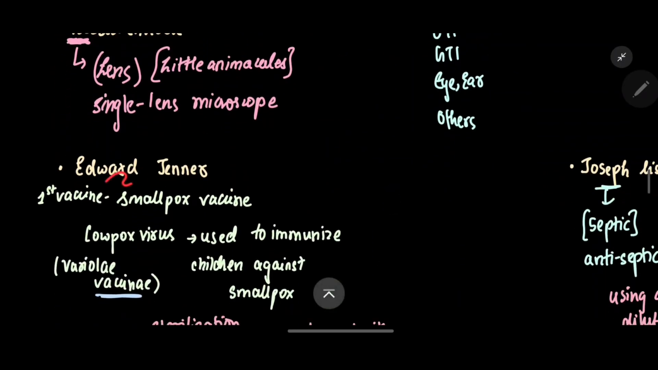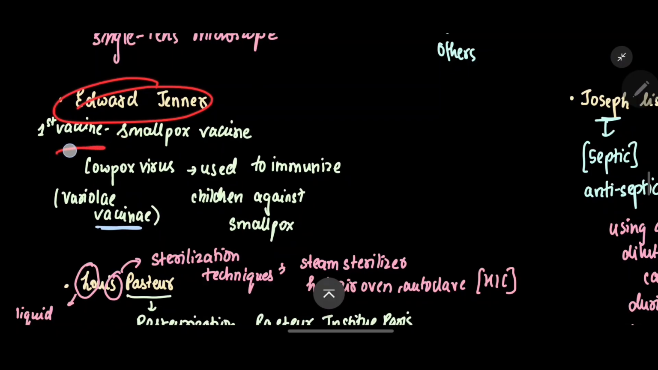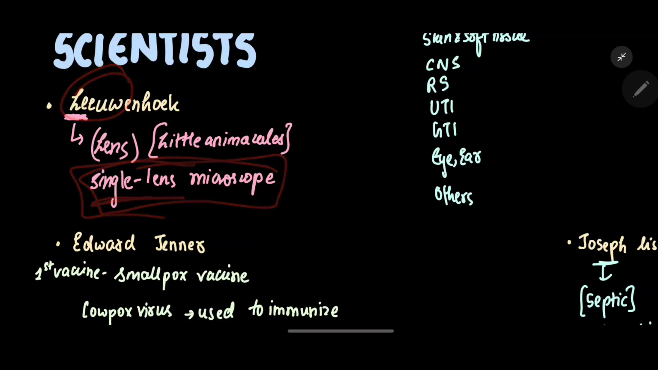Next scientist is Edward Jenner. Again, we've heard him a million times because he made the first vaccine, which was a smallpox vaccine. So there were some children that had smallpox, and then he used the cowpox virus to immunize those children. So cowpox was called variola vaccinae, and thus the word vaccine comes. Okay, so Edward Jenner discovered the first vaccine. Leeuwenhoek saw bacteria for the first time, and he discovered the single lens microscope.